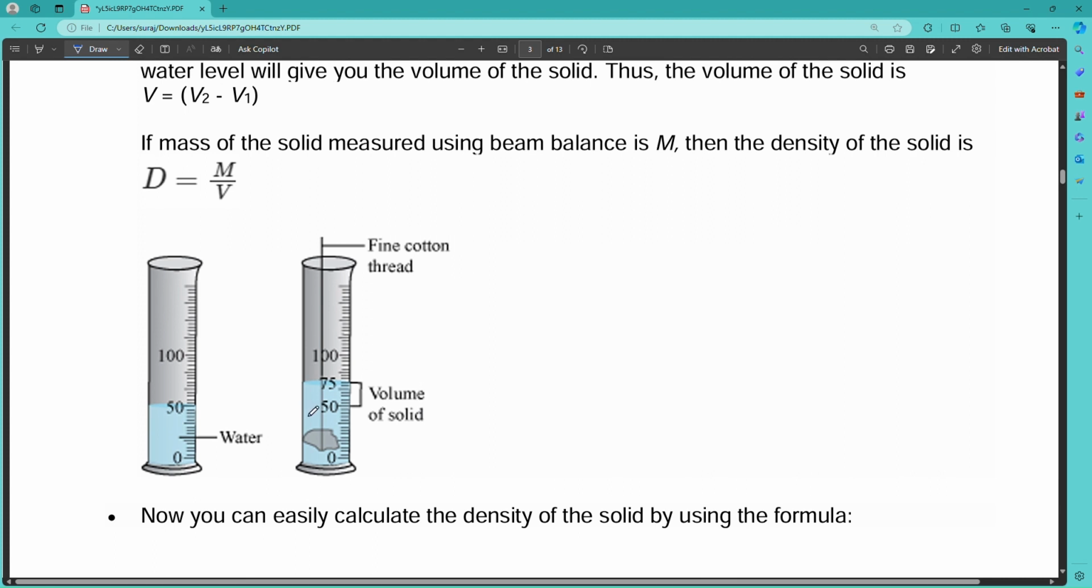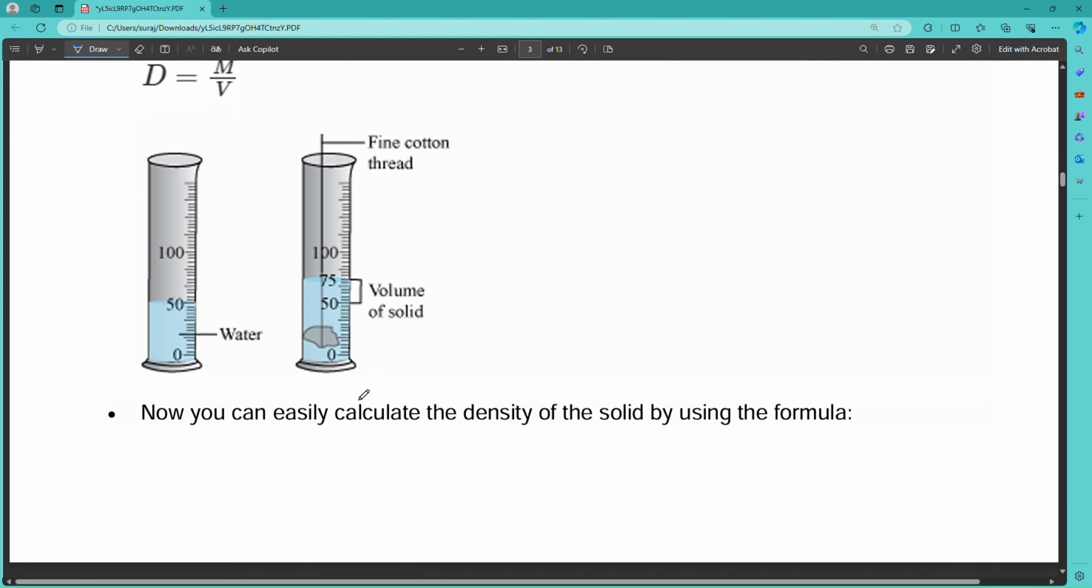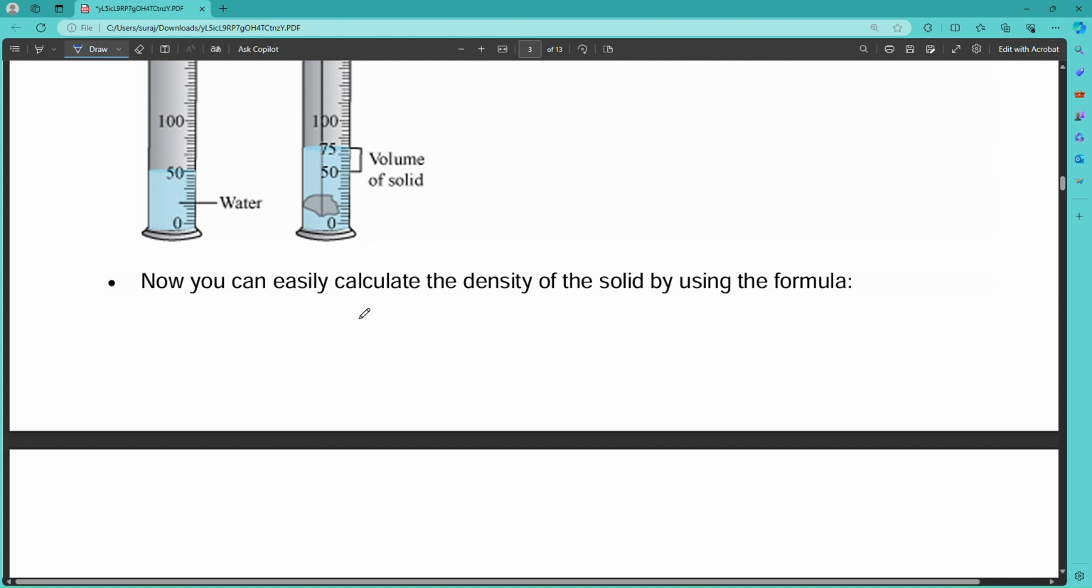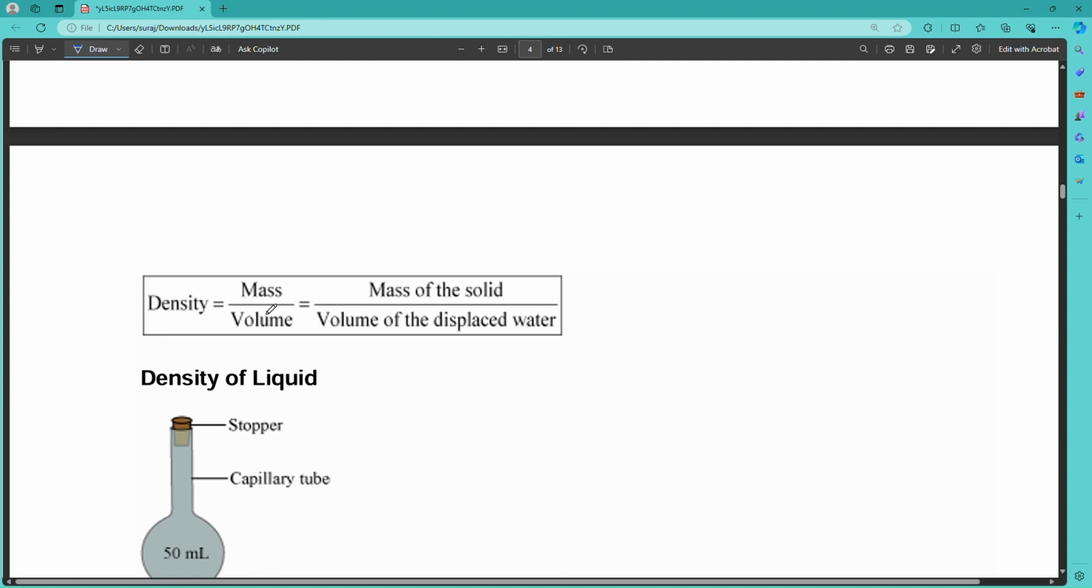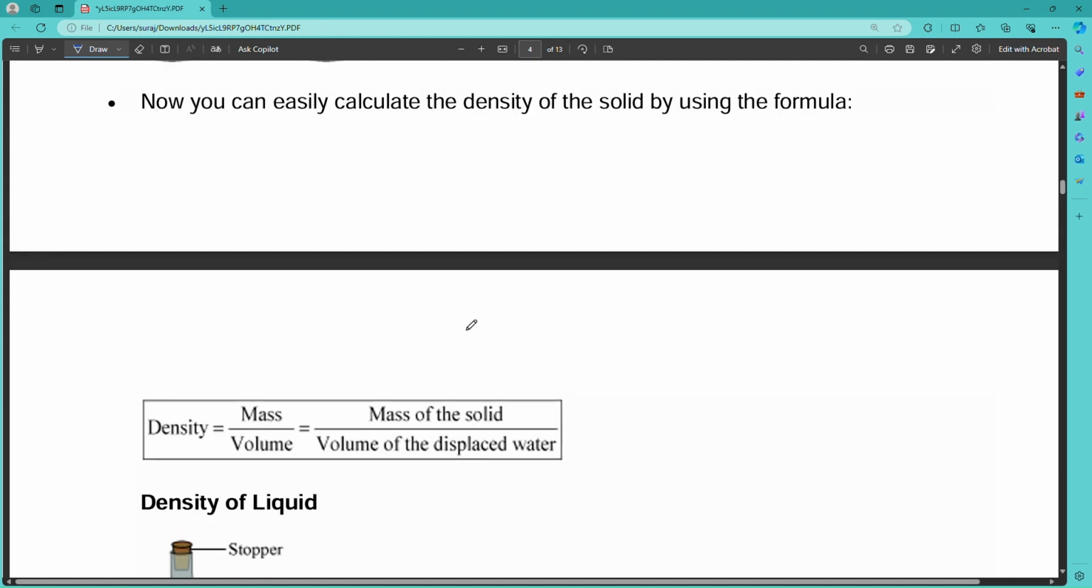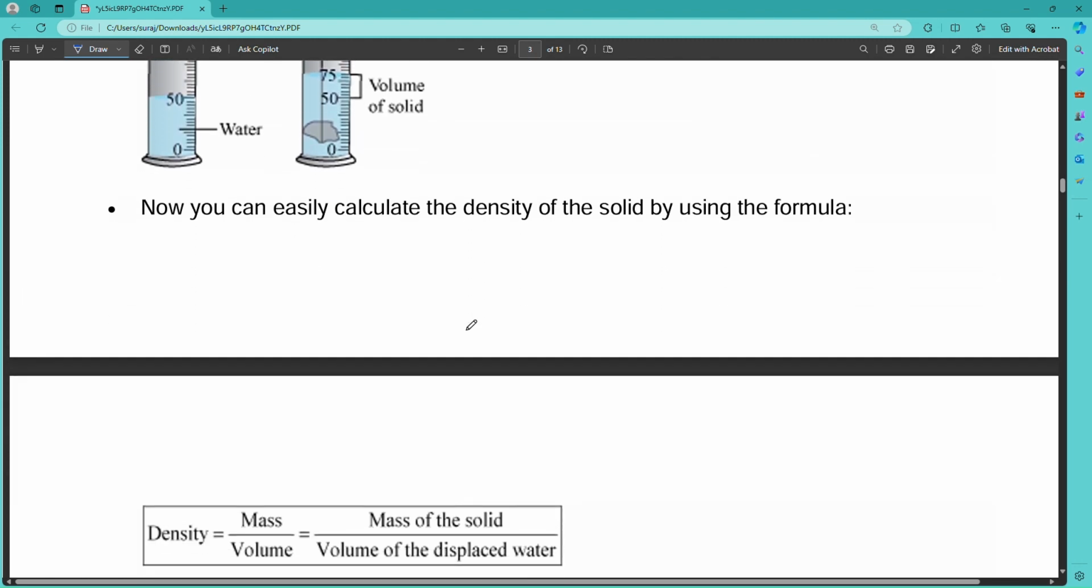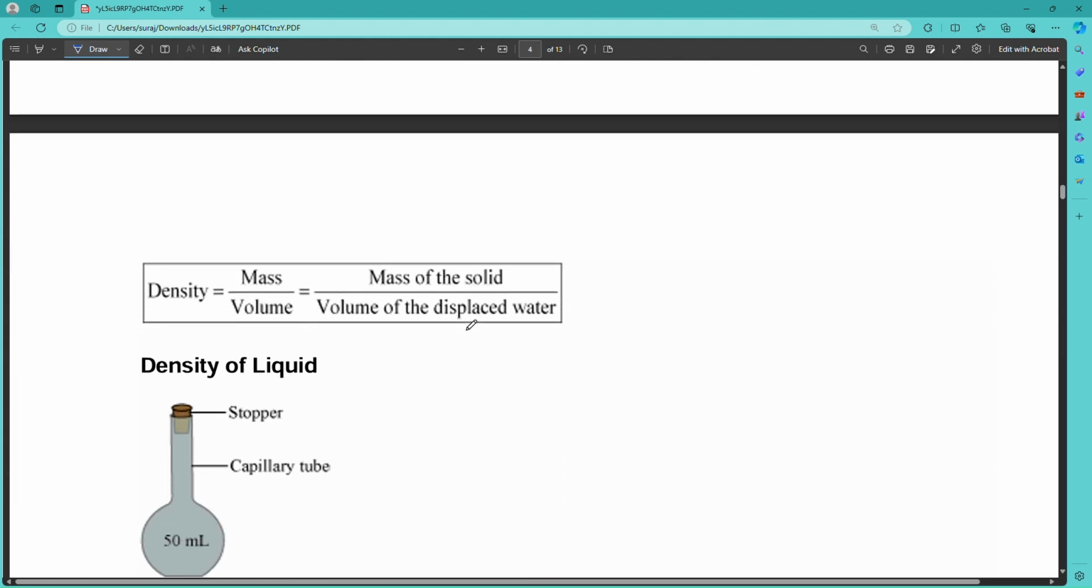Suppose there is an example: there is water up to the level of 50, and we drop an object and it rises from 50 to 75. So the volume of the object will be 75 minus 50, that is 25. And by using the weighing machine you can calculate the mass, and simply by putting in the formula density equals mass by volume you can get the answer. And here is the formula: density equals mass of the solid by volume of the displaced water. So here the displaced water is 25, so you can put in the value 25.